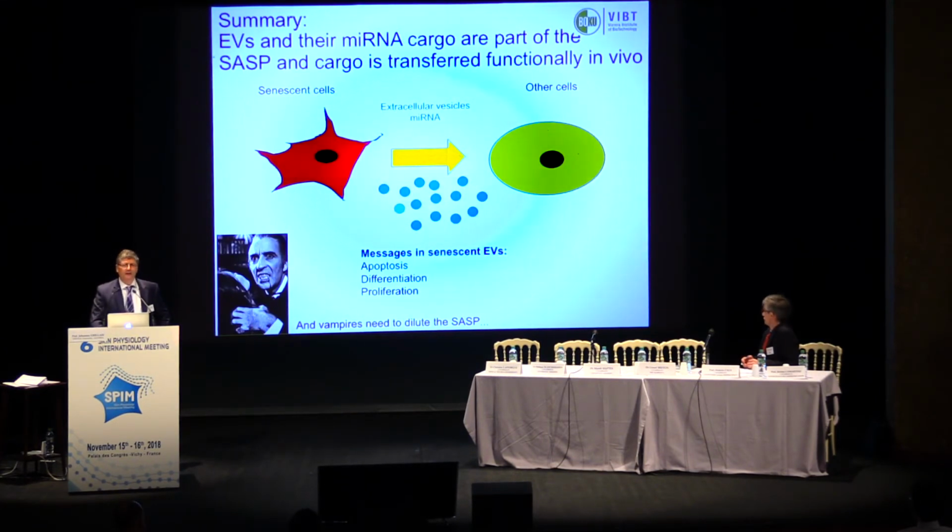Summarized, I hope I could convince you that extracellular vesicles and the microRNA cargo are indeed part of the SASP, that we can also dampen this SASP by plant extracts, and that if we don't dampen it, the cargo is functionally transferred in vitro and in vivo. We can add some messages of extracellular vesicles from senescent cells, which is that they talk about apoptosis to other cells, about differentiation and proliferation. And I think it's now also clear why vampires only bite young girls. It's clearly because they want to dilute their SASP.